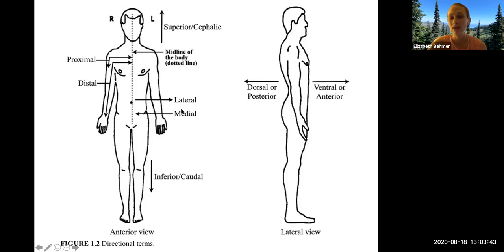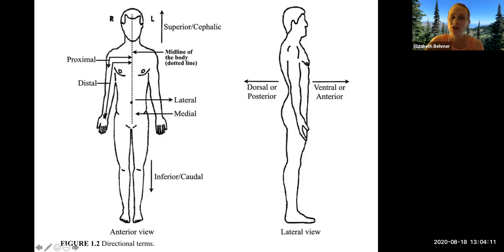Another way to use medial and lateral is I would say this person's thumb is lateral to the pinky because the thumb is further away from the midline than the pinky is. So anytime you use the word lateral, you're describing something further from the midline, and medial describes something closer to the midline. Proximal and distal are two other terms we use.